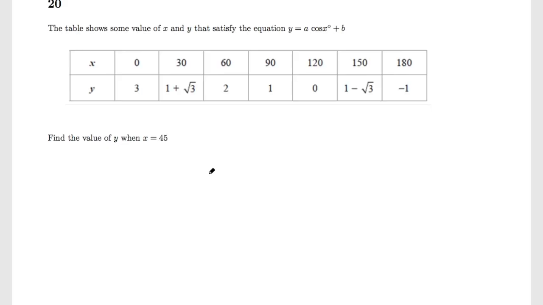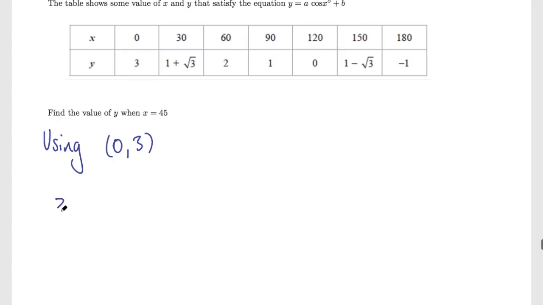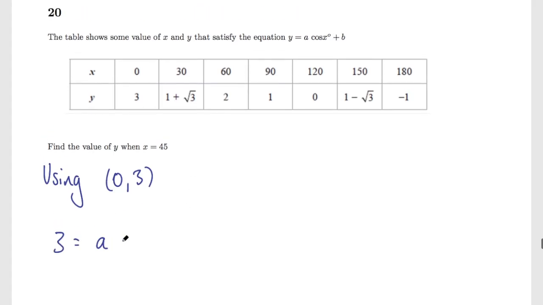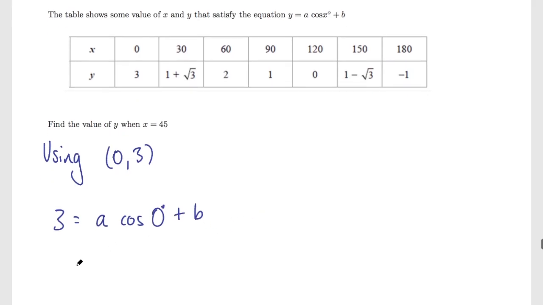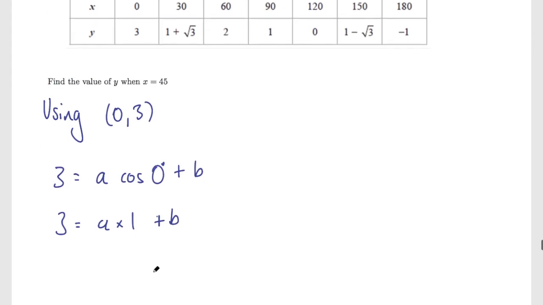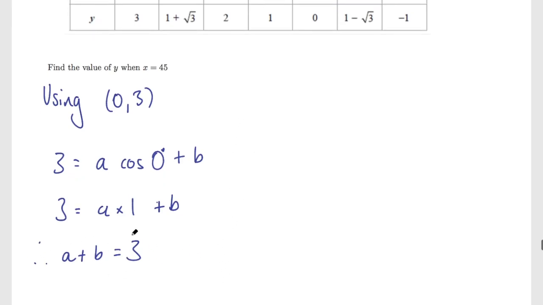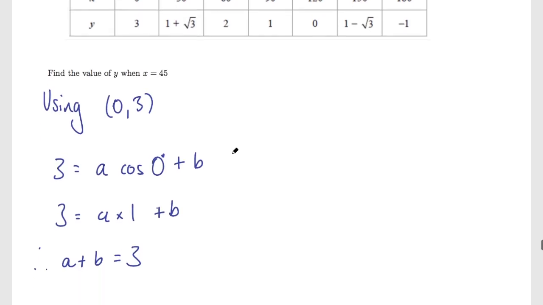So we can start off with, if we use (0, 3), we could say 3 equals a cosine 0 plus b. And the cosine of 0 is 1, so a times 1 plus b. So therefore, essentially a plus b equals 3. So that's my first equation. I don't know what a and b equal yet, but I'm going to find out very soon.